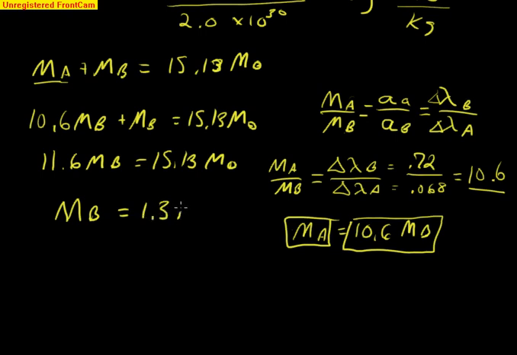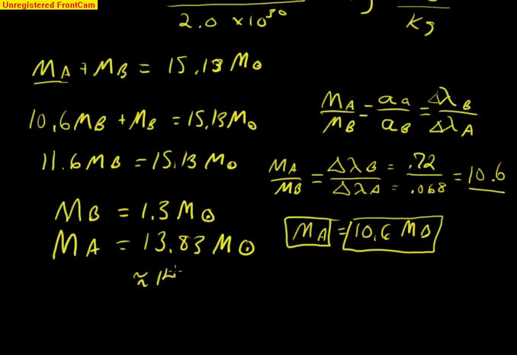Divide, and you're going to get your mass of star B is equal to 1.3 solar masses. And just using the fact that MA plus this amount equals 15.13, I can subtract this amount to get my mass of star A. And that is going to be, I calculated, 13.83 solar masses. On the slide, he lists 14 solar masses, which is pretty darn close. And see you next time.